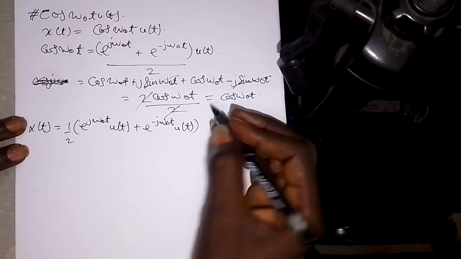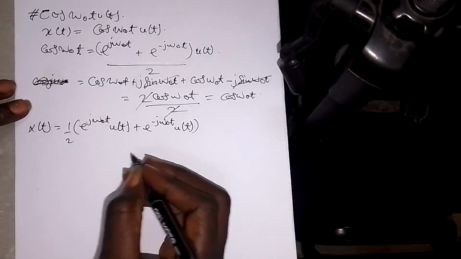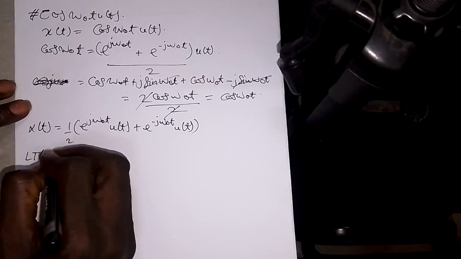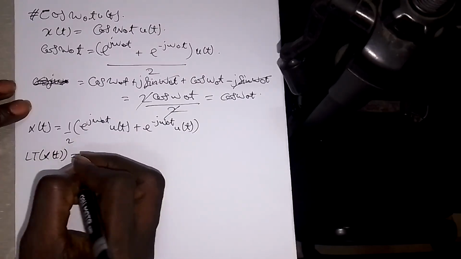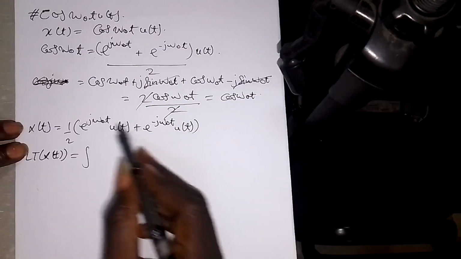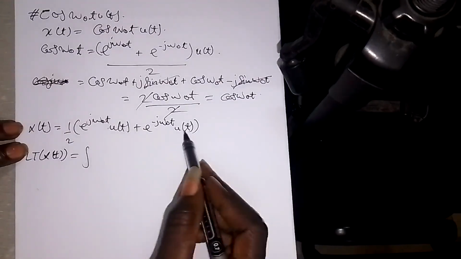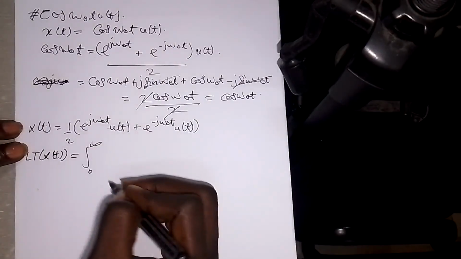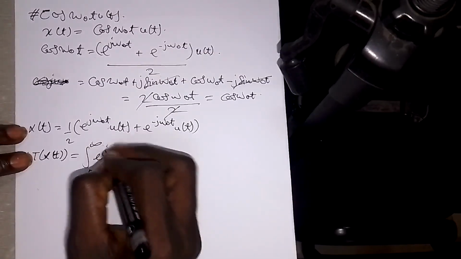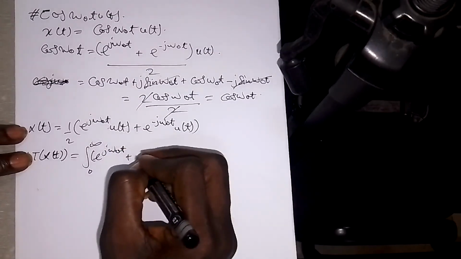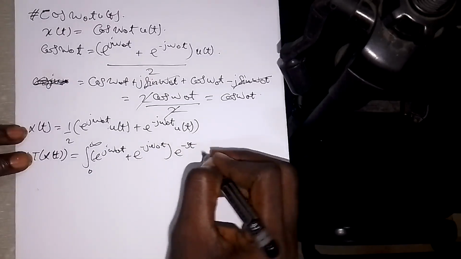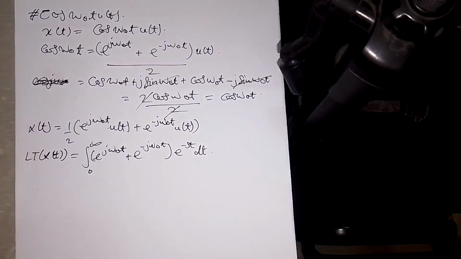Now if I am taking the Laplace transform of this, let me say the Laplace transform of x of t is going to be the integral. Here I have u of t, meaning that the signal is starting from 0, so I can say from 0 to infinity, of e to the j omega naught t plus e to the minus j omega naught t, times e to the minus s t dt. This is what I can say from here.